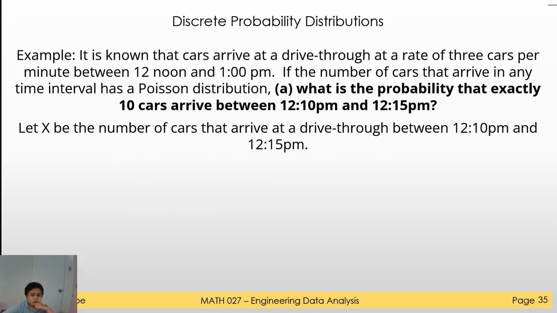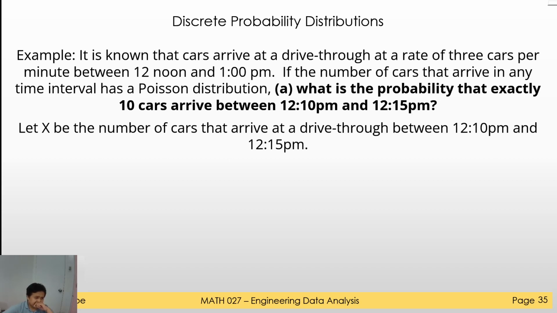For this example, it is known that cars arrive at the drive-thru at a rate of 3 cars per minute between 12 noon and 1 p.m. If the number of cars that arrive in any time interval follows a Poisson distribution, what is the probability that exactly 10 cars arrive between 12:10 and 12:15?